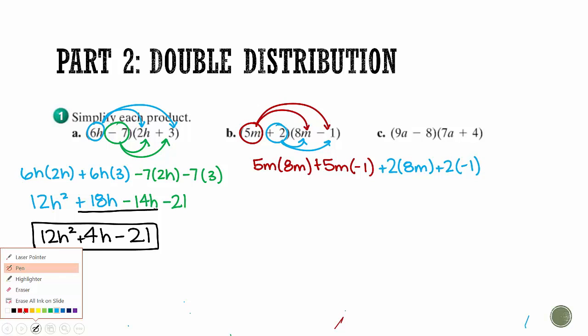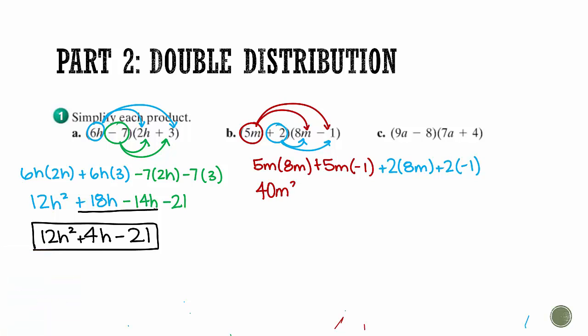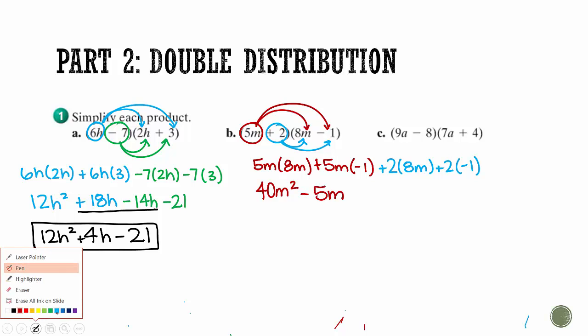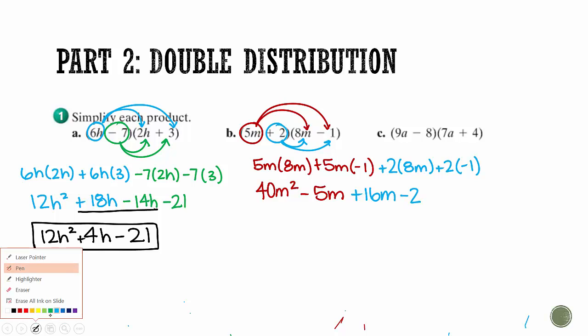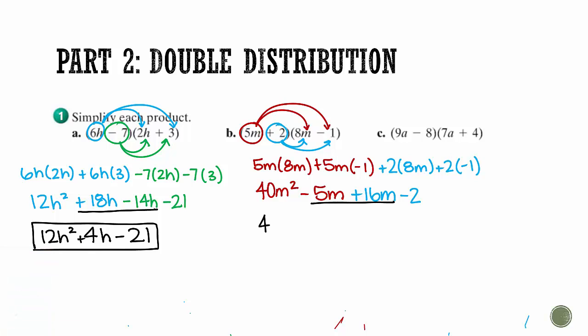So if we combine our things here, we get 40m squared minus 5m. And then we end up with 16m minus 2. And just like the last one, we have some stuff that can be simplified. So we've got to combine those. 40m squared doesn't do anything, but negative 5m plus 16m will give us 11m minus 2. So now it's simplified, it's in standard form, I can box it up.